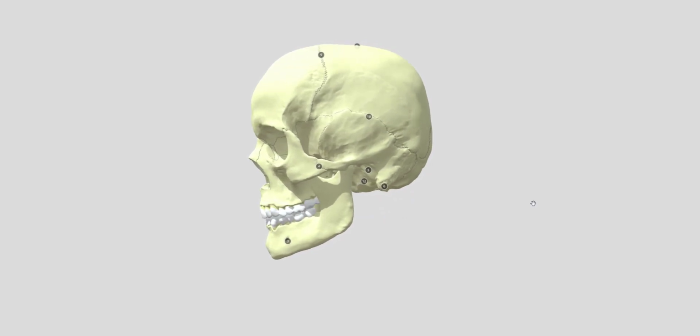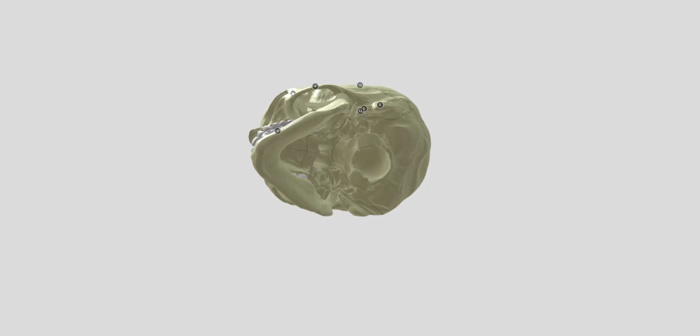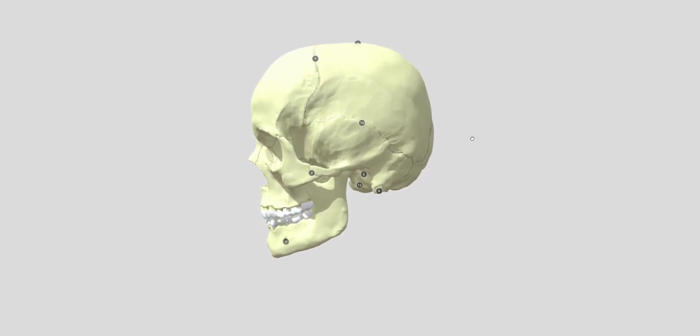Some other important landmarks here are, of course, the zygomatic arch, which consists of the temporal process of the zygomatic bone here and the zygomatic process of the temporal bone here, but the zygomatic arch. And if you tip the skull over, you can see a nice view of the zygomatic arch right here.